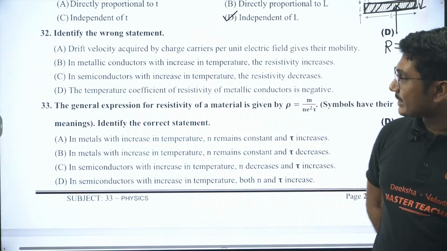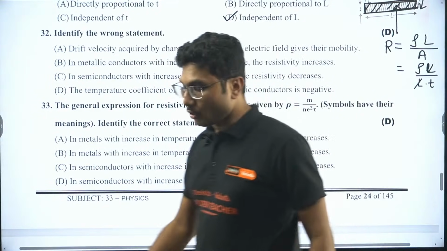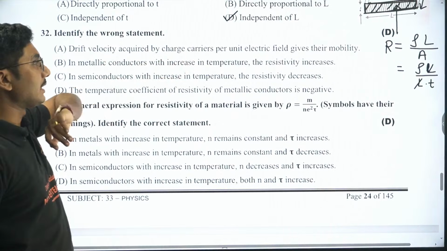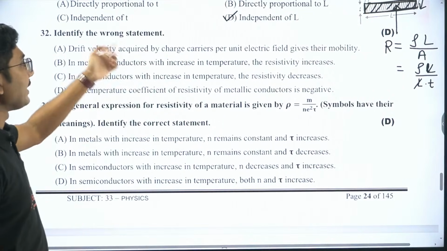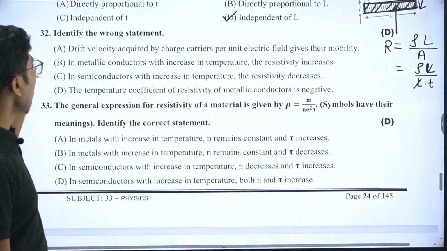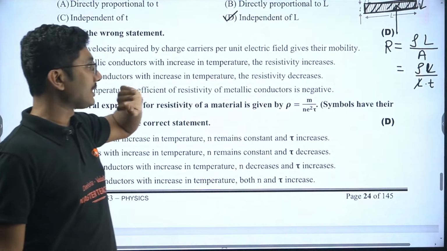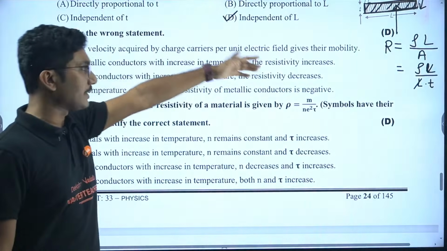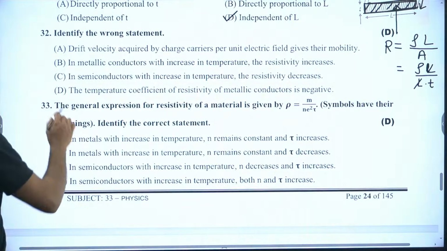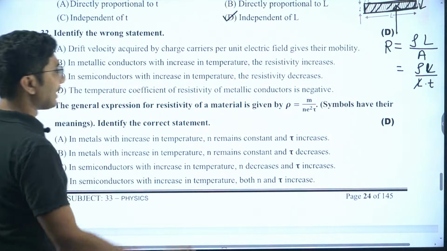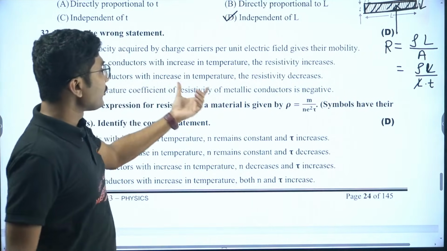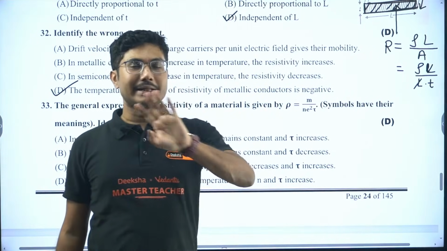So Komal Kaushik is saying D, yes. Three statements are correct. Drift velocity acquired by charge carriers per electric field is given by mobility. So mobility is Vd by E, that is true. In metallic conductors with increase in temperature resistivity increases, yes, this is true. In semiconductors with increase in temperature resistivity decreases, that is also true. The temperature coefficient of resistivity of metallic conductors is negative, this is not true. The temperature coefficient of resistivity of semiconductors is negative.